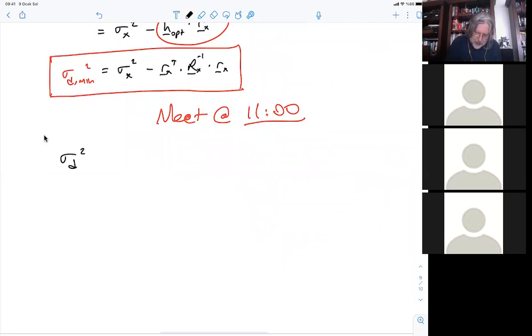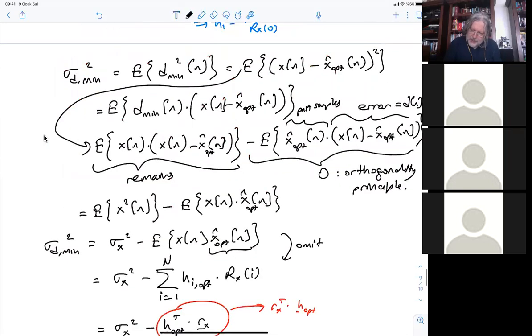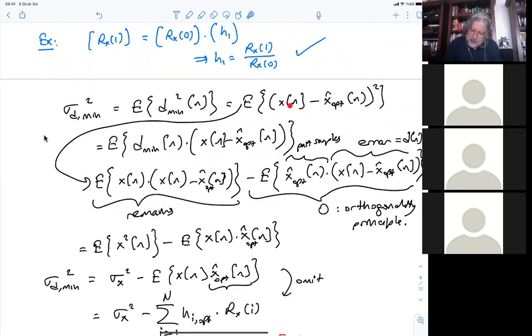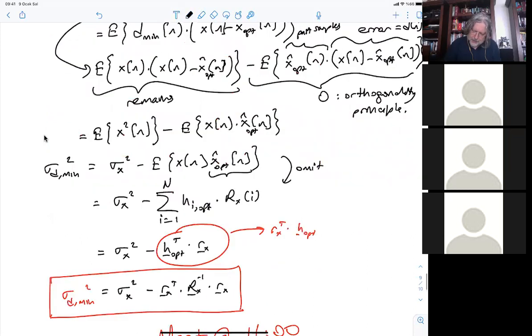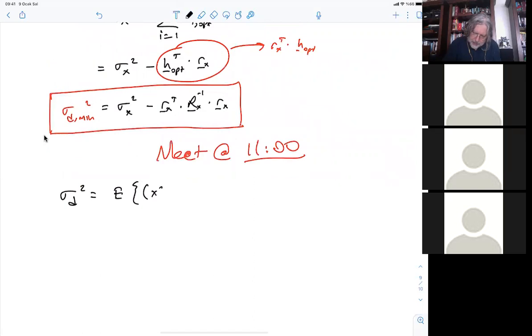Let me write it again. Sigma d square is equal to the expected value of x of n minus x hat of n, in parentheses, squared. This is the prediction error, but it's not the optimum because I'm not claiming that x hat is the optimum linear predictor here yet.